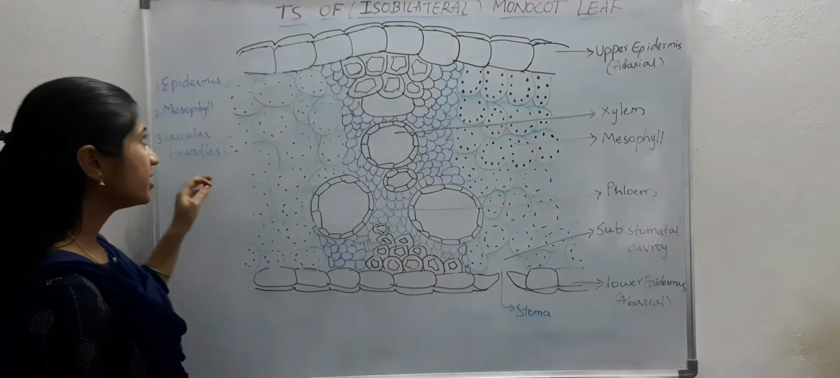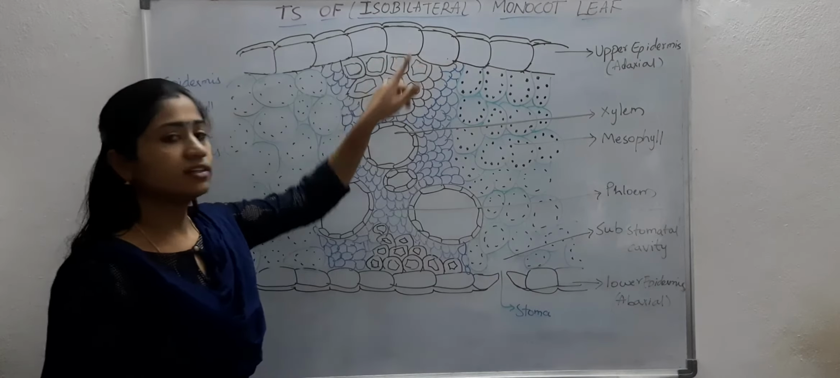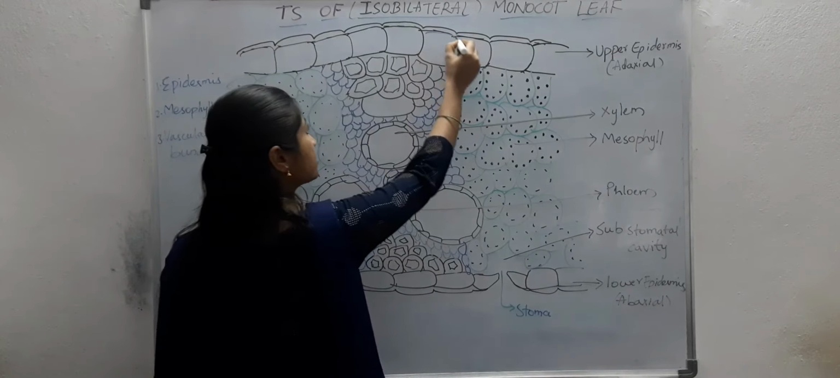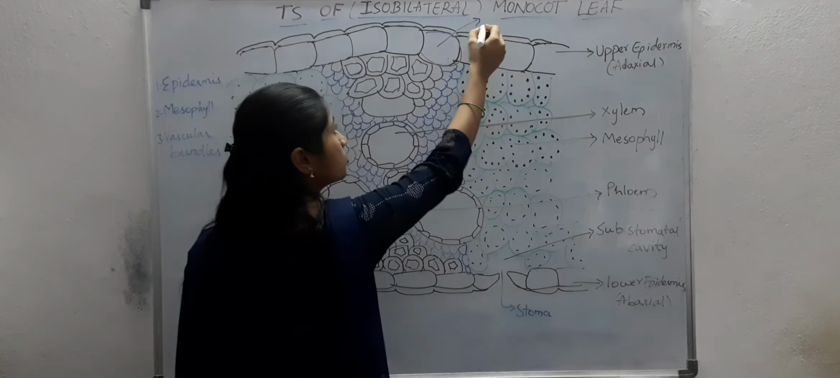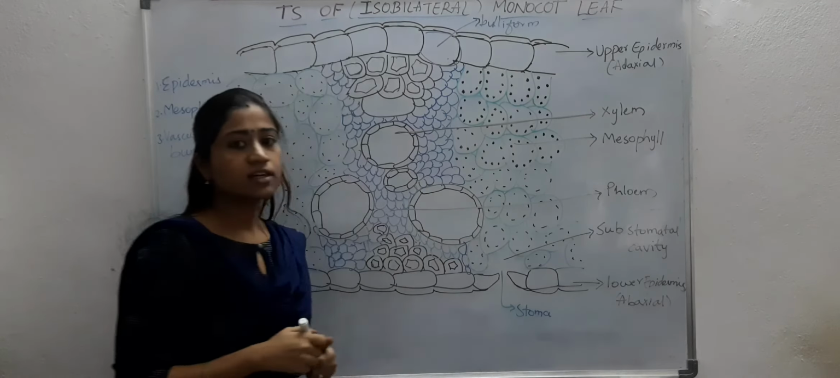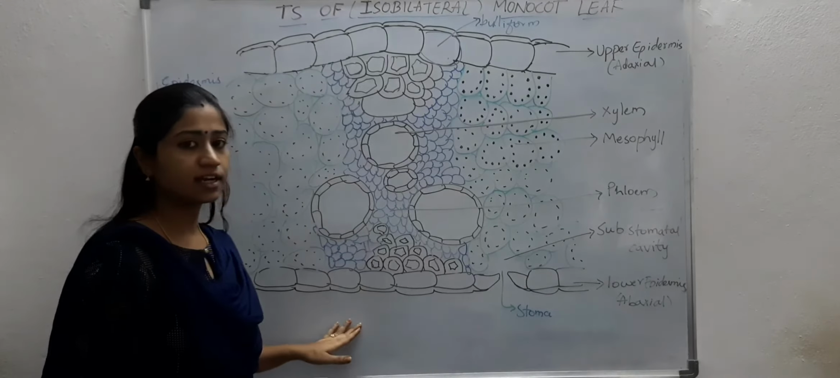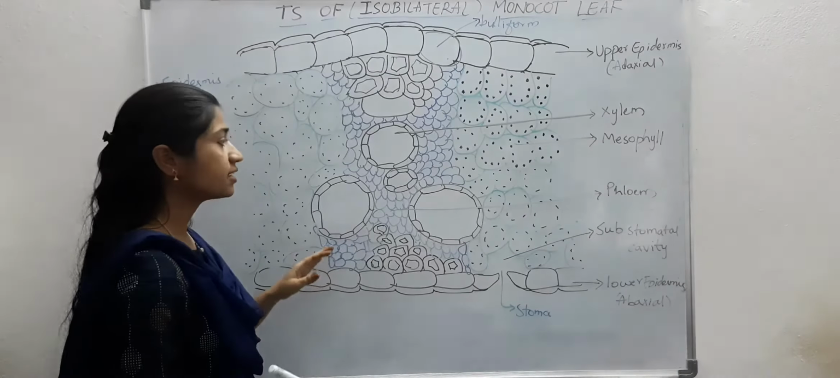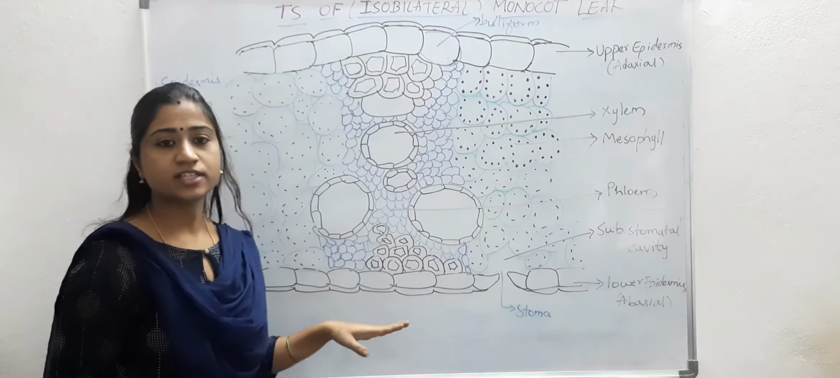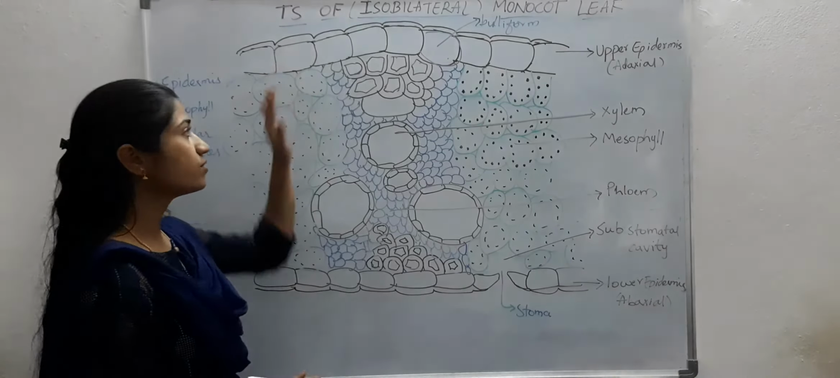And in grasses, some cells of the epidermis enlarge in size like this, and these are called bulliform cells. Bulliform cells store water in their cells. The epidermal cells give mechanical strength and protect the inner tissue, and they also help in transpiration and gaseous exchange. This is the function of epidermis.